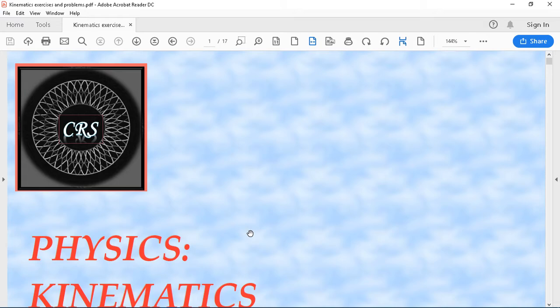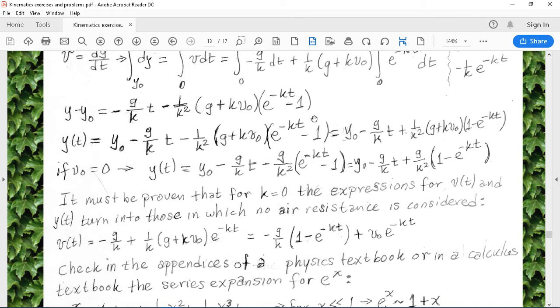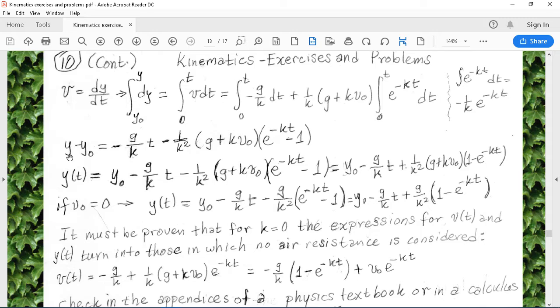I'm going to continue with physics problems in kinematics, and I'm going to try to finish problem 10. Okay, so let's pick up where we left in the previous video. We had obtained this expression for the position of the falling body, the free falling body with air resistance.